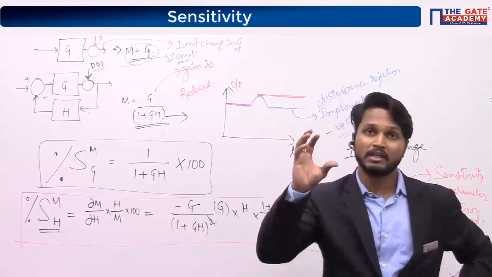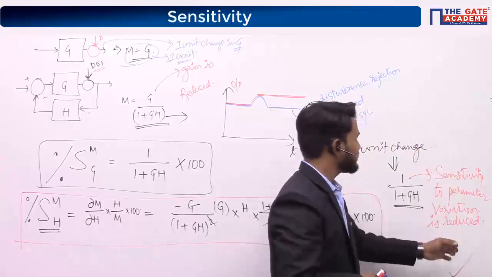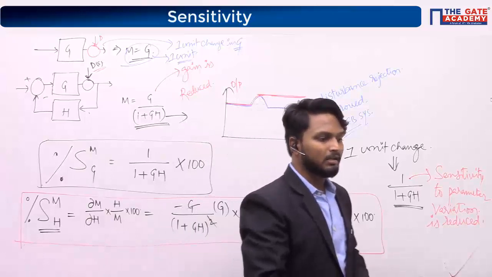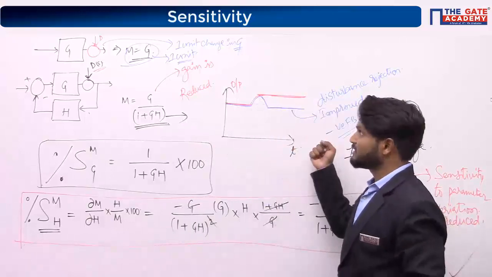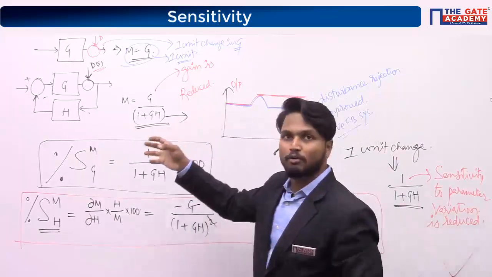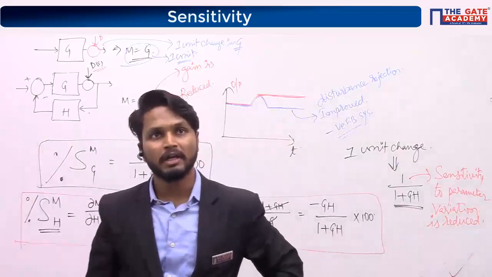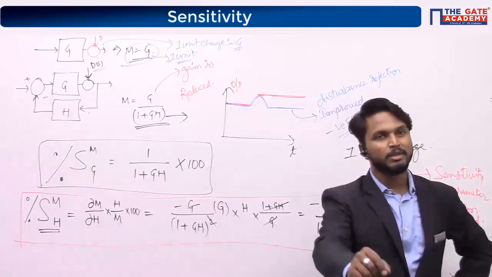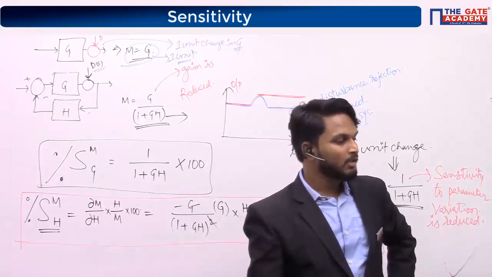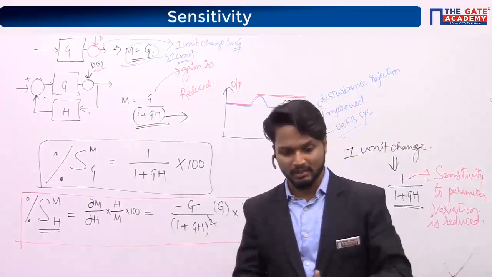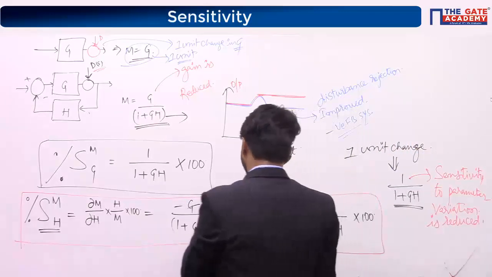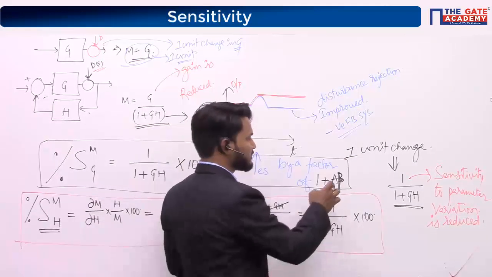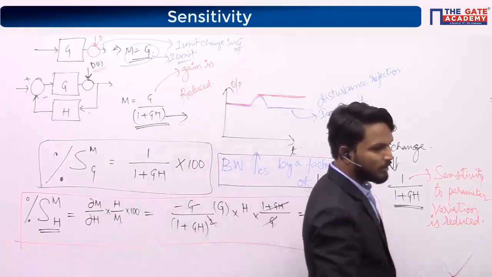What is asked? Which does not reduce, right? Sensitivity is reduced, disturbance rejection is improved, whereas the overall gain is also reduced. Therefore, if these three options are not correct, obviously option B would be correct. So it does not reduce bandwidth. Actually, what happens to bandwidth is that bandwidth increases by 1 plus A beta.